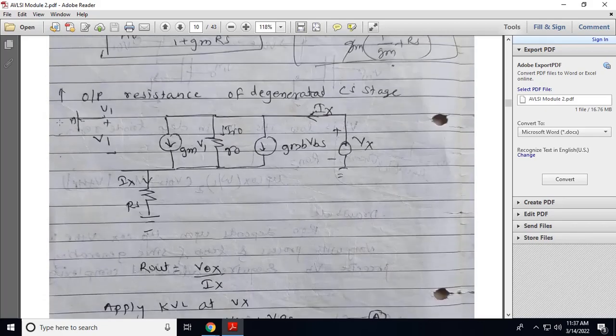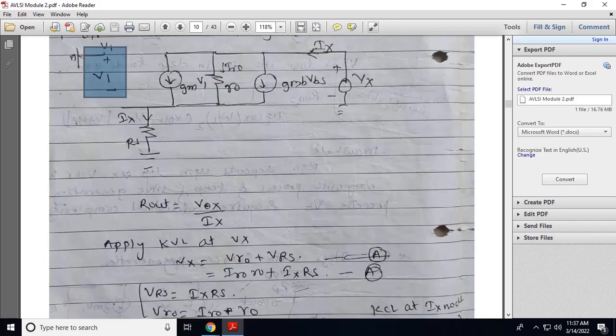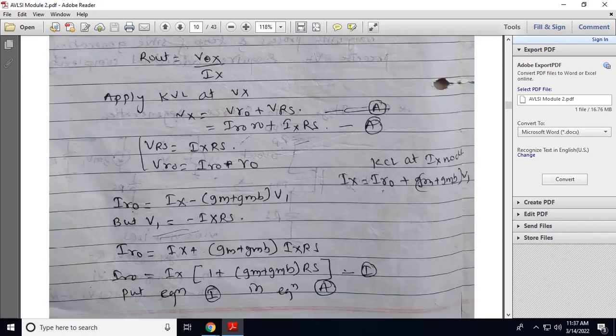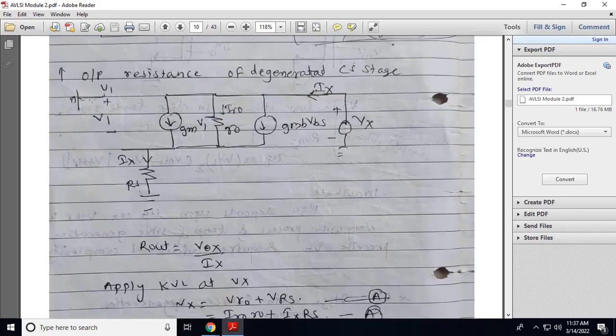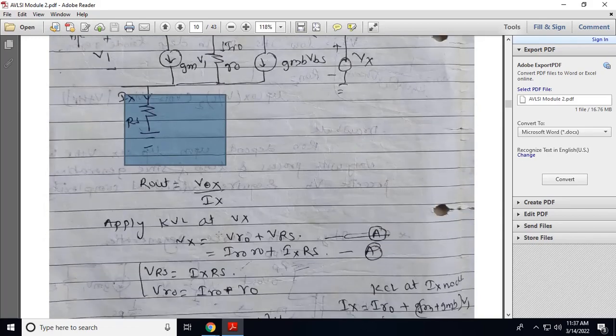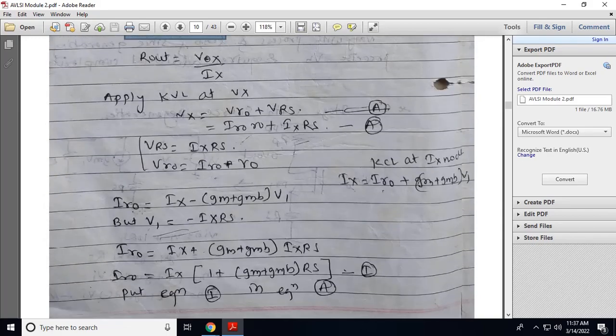If you see this, V1 is the voltage at this point, that is equal to minus Ix into Rs. So the voltage at this point is opposite to this. We can put here V1, that is minus Ix into Rs, so this minus becomes plus. So IR0 is equal to Ix plus (Gm plus GMB) into Ix into Rs.